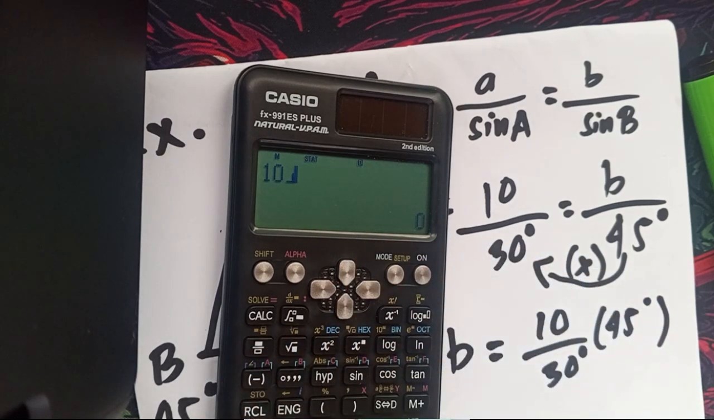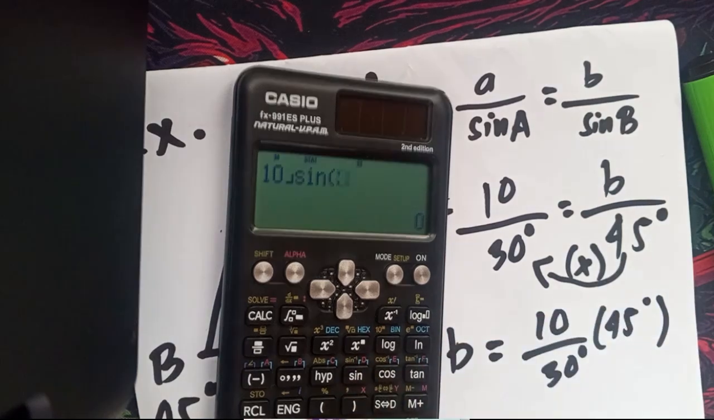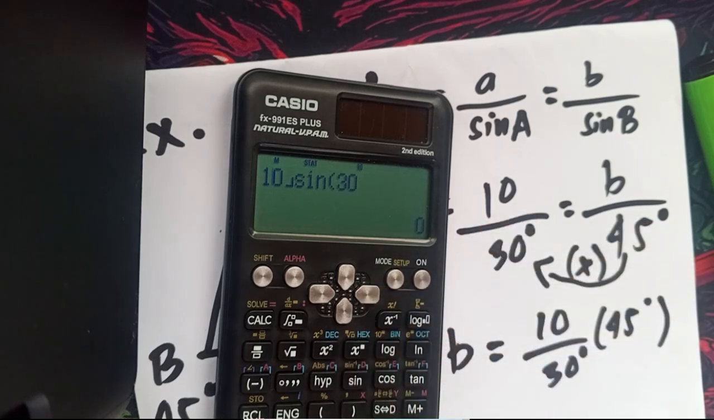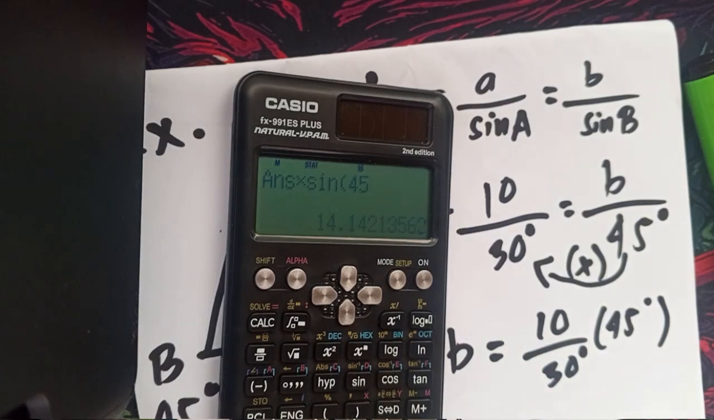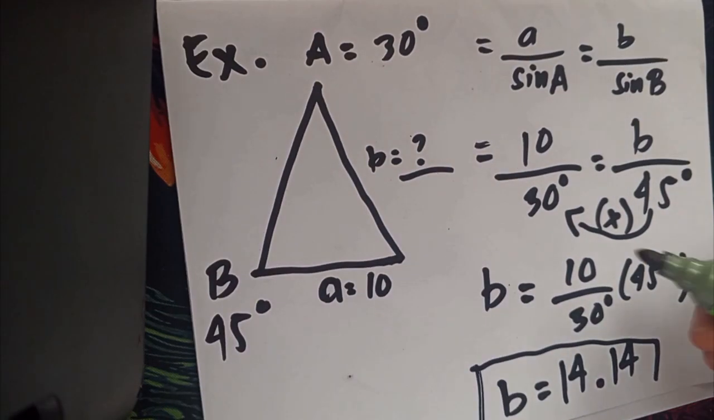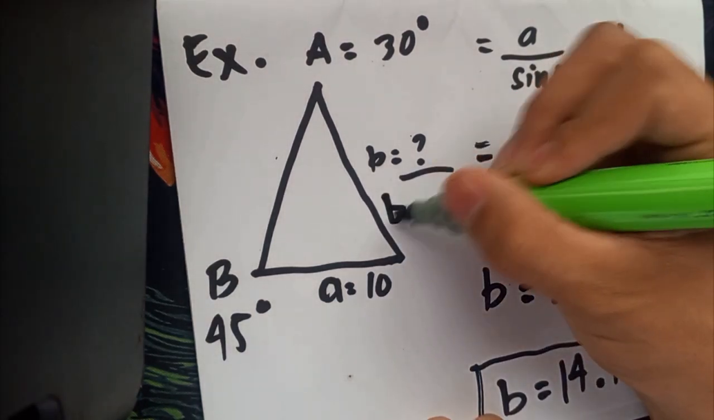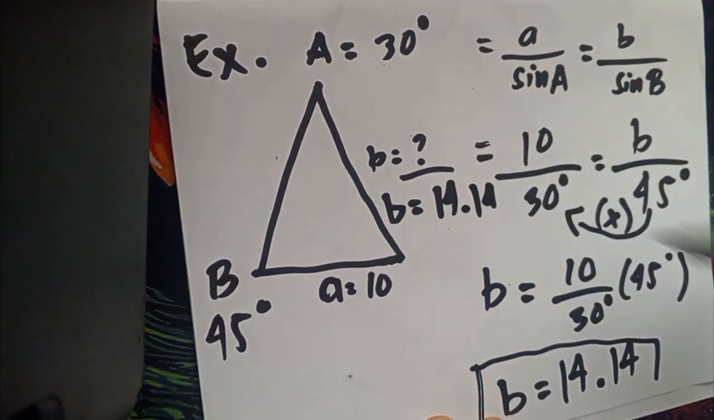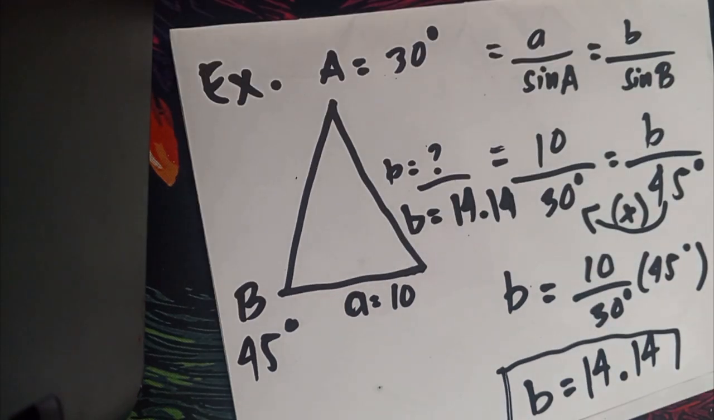Then we can see in your calculator, so compute it in your calculator. So the answer is, our side B is equal to 14.14. So that is the value of our side B. So that is all about the law of sines. So let's proceed to our next lesson, which is the law of cosines.